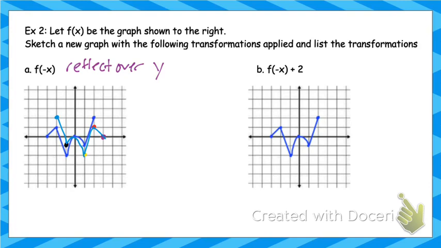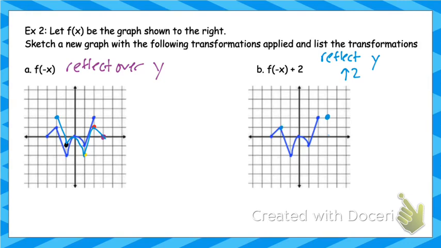All right, so looking at B. So this one has a horizontal and vertical transformation. We're going to reflect over the y, and we're going to go up 2. So very similar. I'm going to start with negative 3, 0. I'm going to take that point, I'm going to reflect it over the axis. After I've reflected it, then I'm going up 2. So that's my new point.